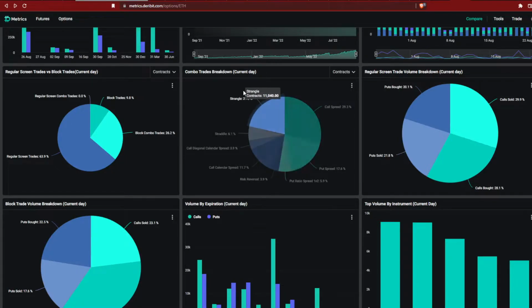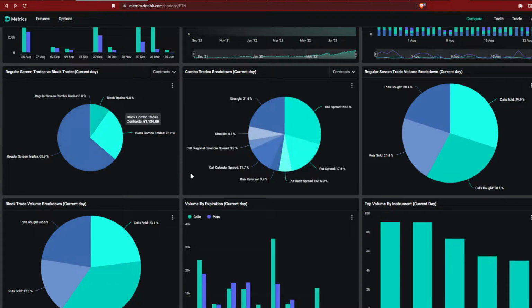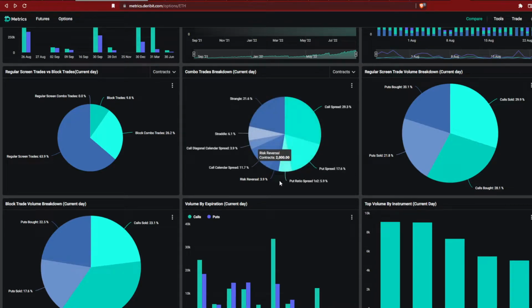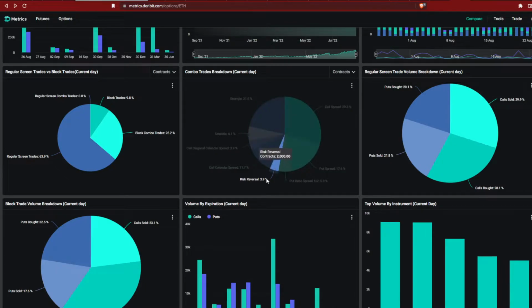We didn't see this yesterday. But it seems like people are going long gamma and long volatility then. If that's the case, if people are buying strangles, risk reversal right there. We saw that risk reversal yesterday. Remember when we saw somebody sell calls to buy put spreads? That's a risk reversal.